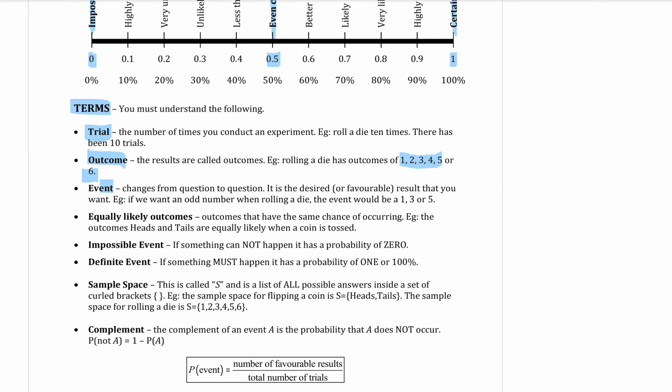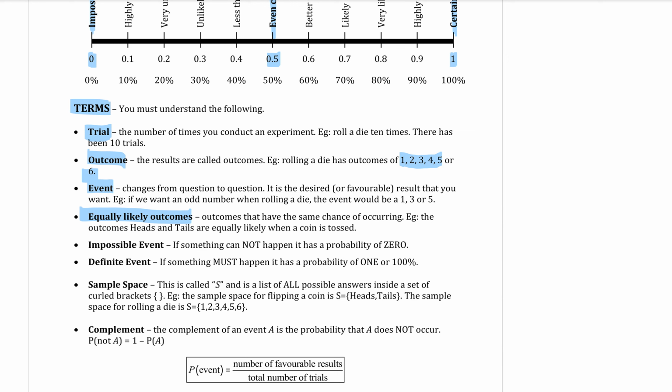Event. You're going to hear that word a lot. If I say, what is the probability of this event? It is the probability of that desired or favorable outcome happening. So you want to know how many times it is possible for that event to occur. Equally likely outcomes means that they have an equal chance of occurring. So you think of flipping a coin, unless it's a biased coin, but usually a coin, you think a head and a tail, they are equally likely to occur.